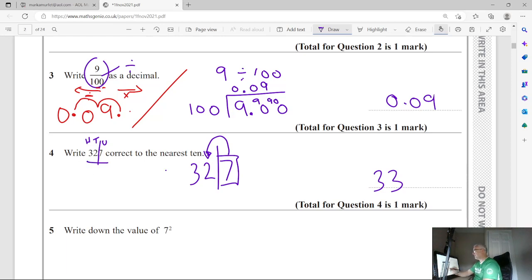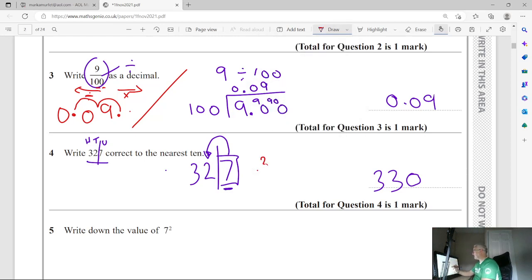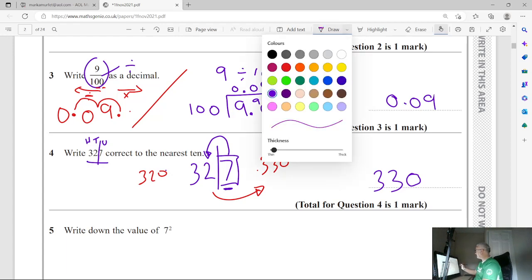Thinking about this though, I've got 327. If I round it, it's not actually going to be 33. It's too far away. So I need to make sure, because this isn't a decimal number, that I put my placeholder in there. So it's going to be 330. And again, thinking about it, what we're looking to say is is it closer to 330 or is it closer to 320? And we can see it's closer to 330. Okay, question 5.